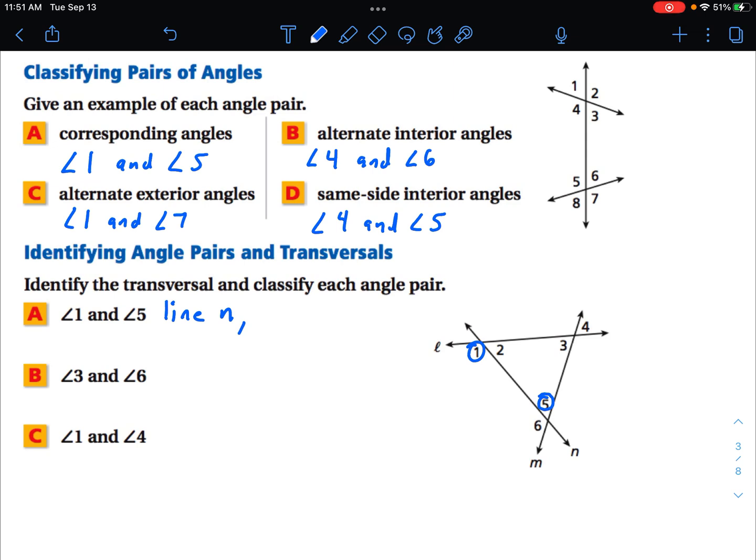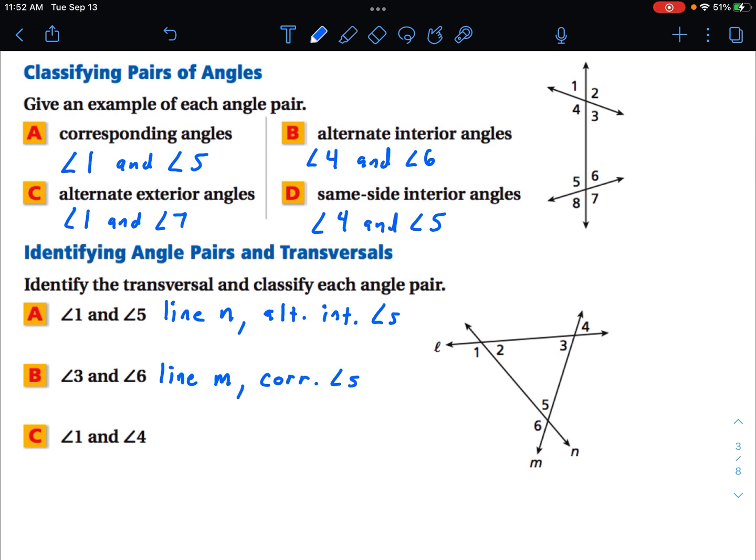And that would make angle 1 and 5 alternate interior angles. They're in the interior and they're alternating sides of that transversal. So alternate interior angles. Go on to B. We're talking about angles 3 and 6, which would make line M the transversal. And 3 and 6 would be corresponding angles. You can see 3 is below and to the left of the transversal. 6 is below the line and to the left of the transversal. So those would be corresponding angles.